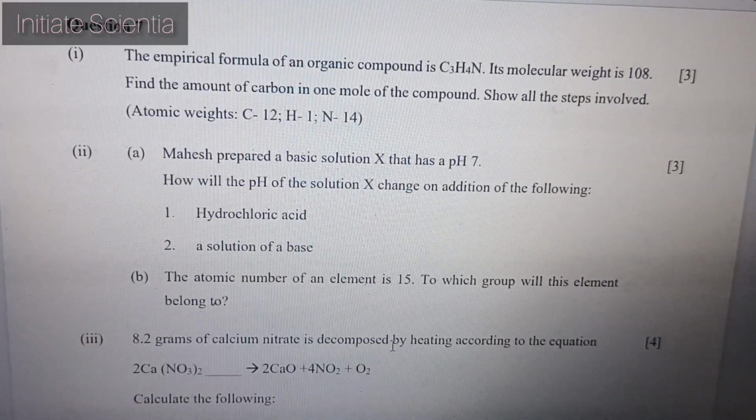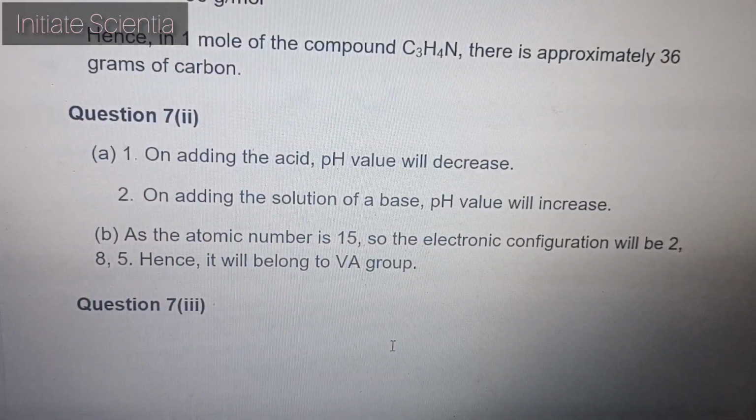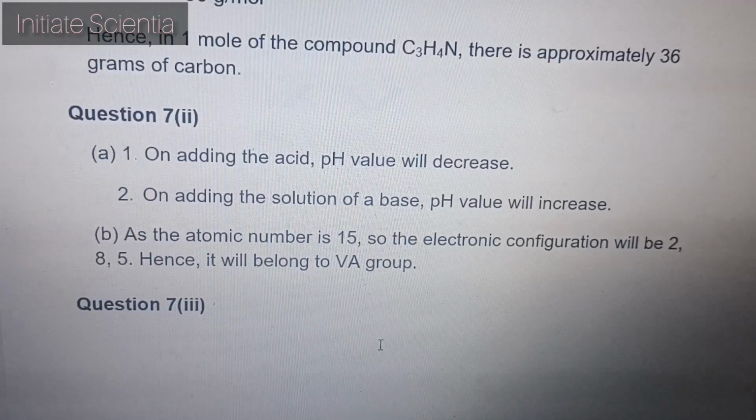The atomic number of an element is 15. To which group will the element belong? As the atomic number is 15, the electronic configuration will be 2,8,5. Hence, it will belong to Va group.